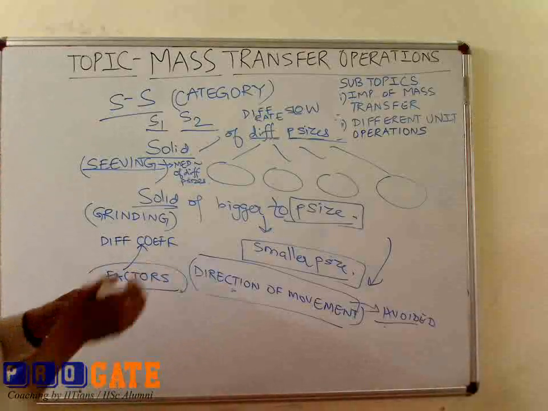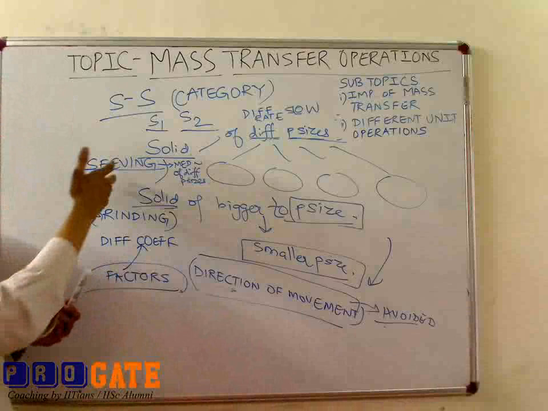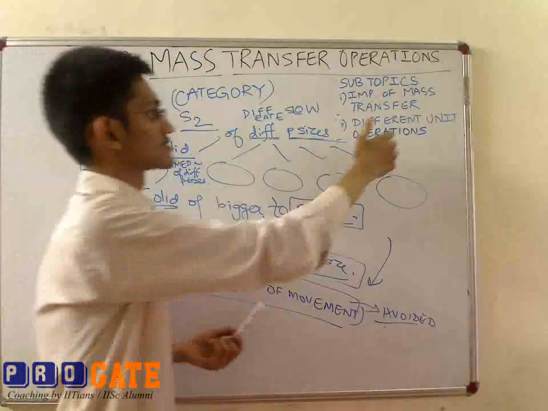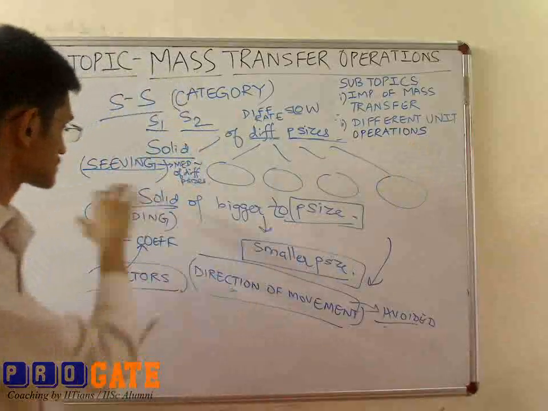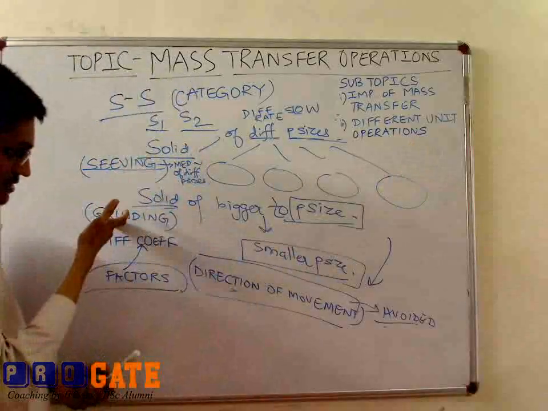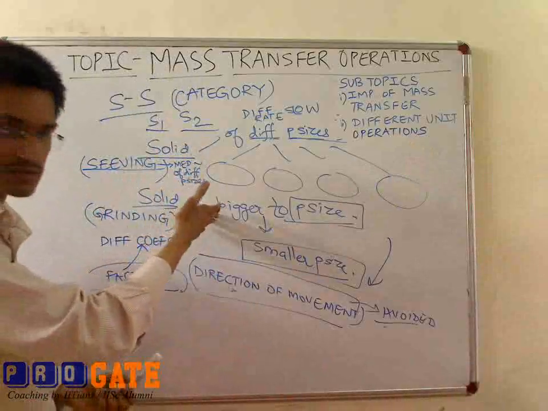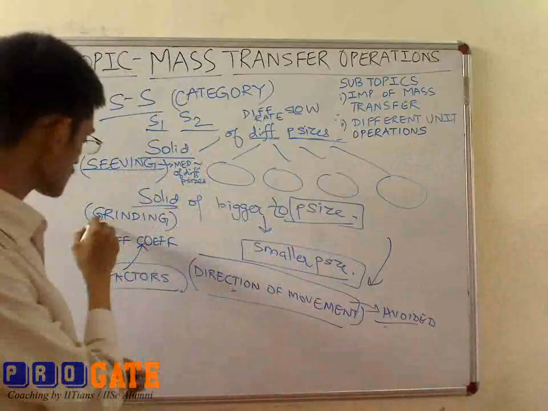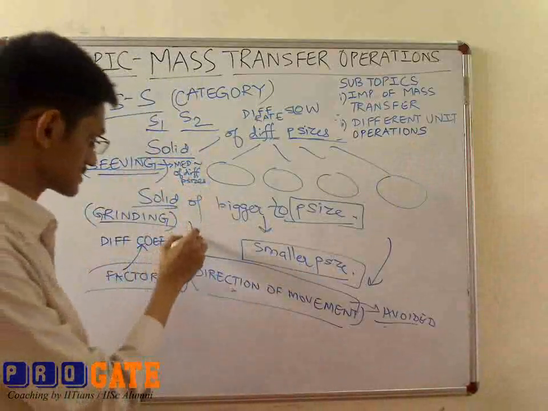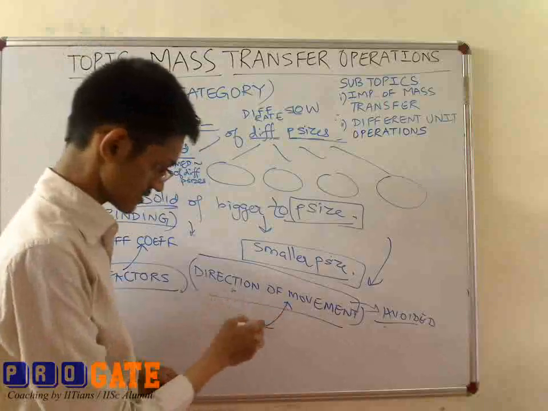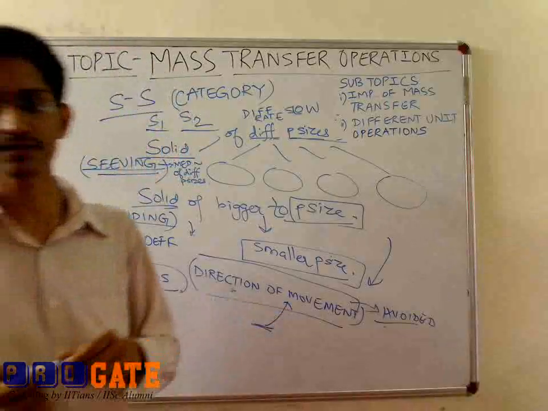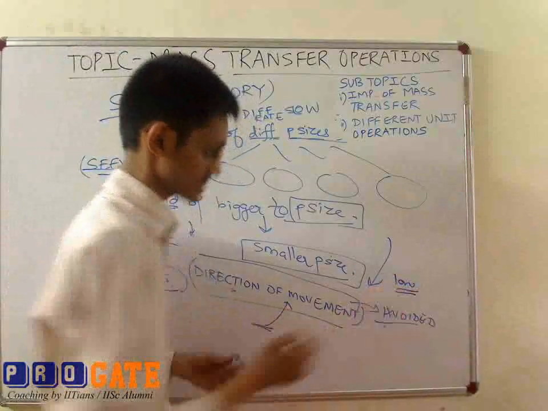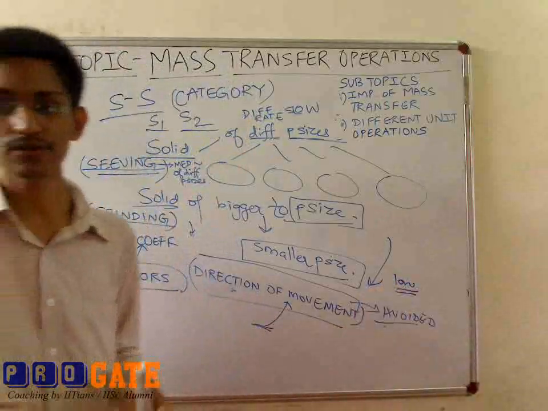So first, try to understand the solid-solid category. We have two different unit operations. Either you want a solid mixture of different particle sizes to be separated depending on the particle size, that would be the sieving operation, or you want a solid of bigger particle size to be ground to a smaller particle size mixture. So grinding and sieving are the unit operations. With respect to diffusion, the diffusion rate in solids is typically very low, so it is the bulk movement which becomes important here compared to diffusion.